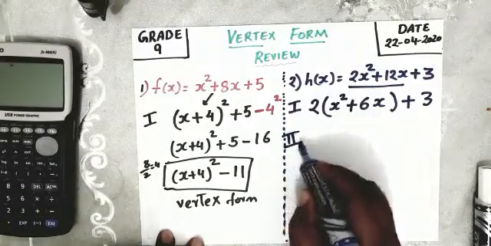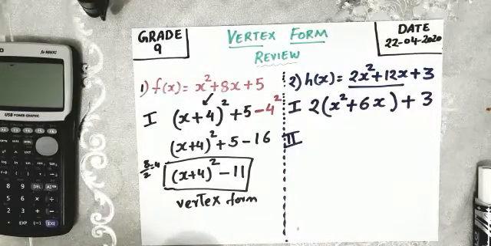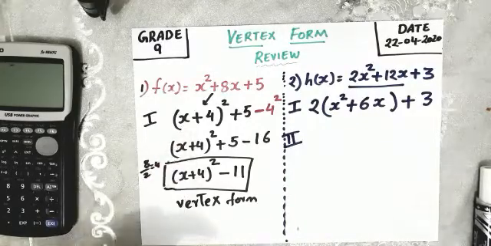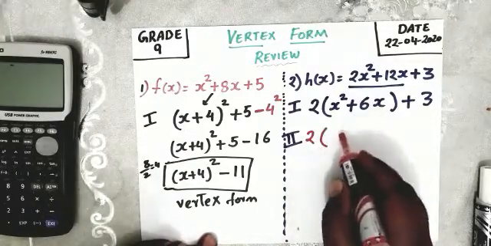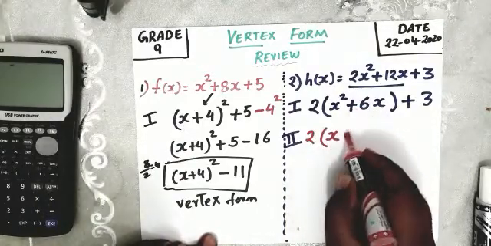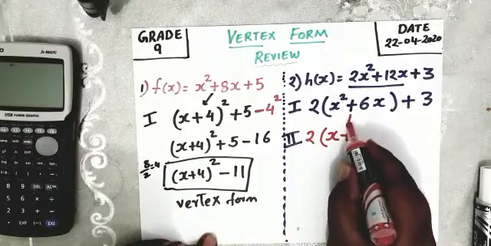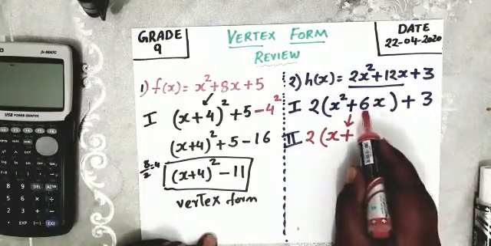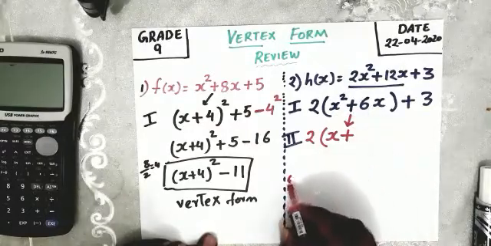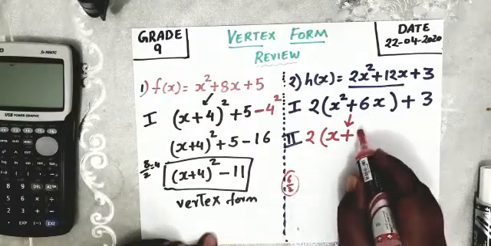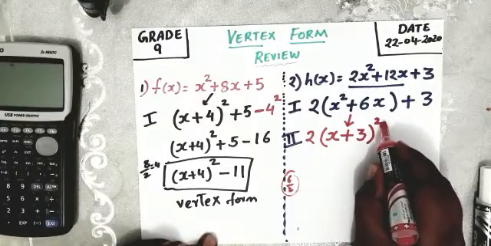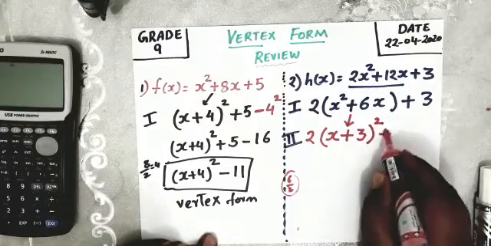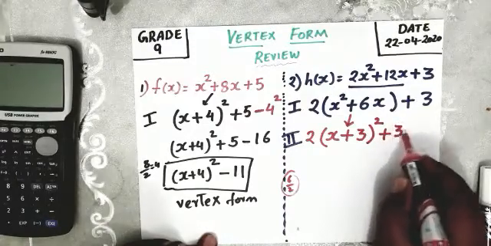Then in the second step, you are going to do the same thing what we did here. I'll take the 2 common, copy the x, follow whatever the sign you have, follow the same sign here. Take the half of 6. Half of 6 is going to be 3. So put the 3, close it and make it a square. Plus we have a constant.